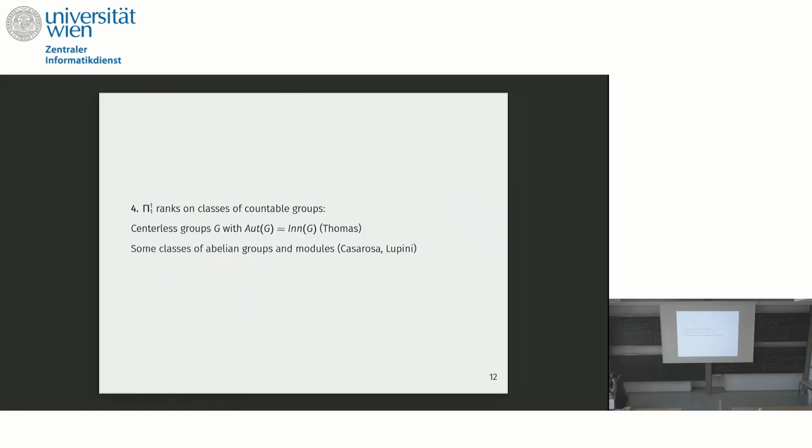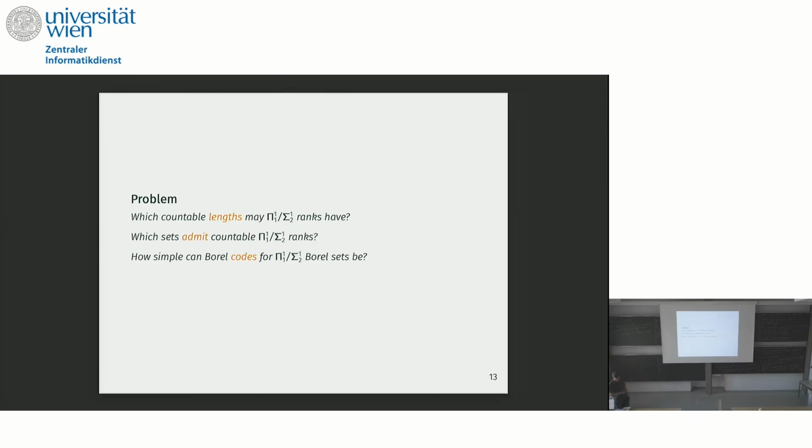All right, but there are actually many other ranks appearing everywhere. For example, on certain classes of groups, people study ranks, certain classes that are pi11 sets. Very useful. Okay, so what's the problem of my talk in this project?